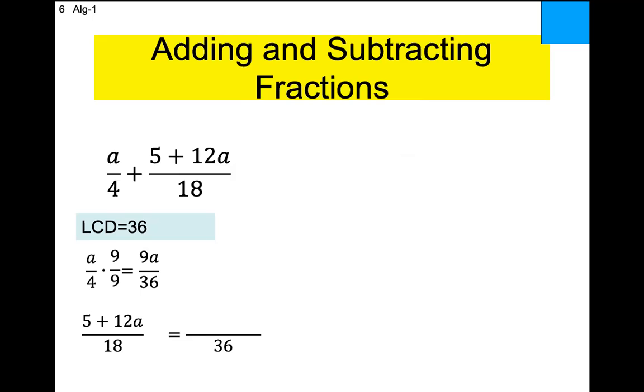What times 18 is 36? 2. So top and bottom times 2. Some of you can do this really quickly in your head. Others, you got to think about this. Kaylee, can you do that quickly in your head? Yes, you can.